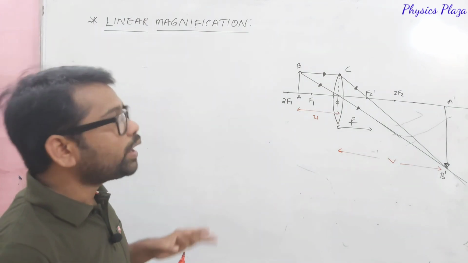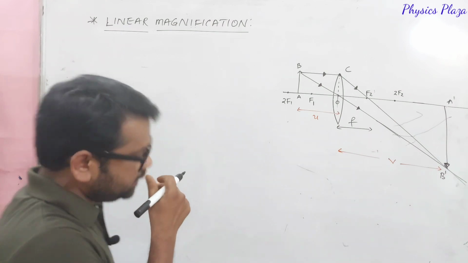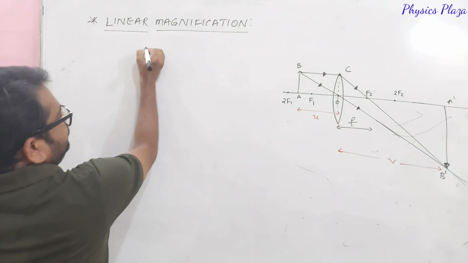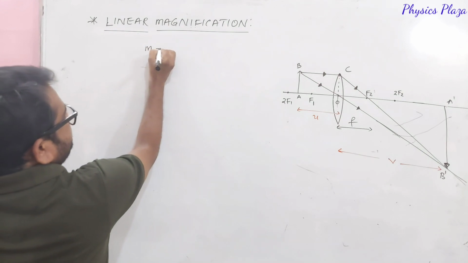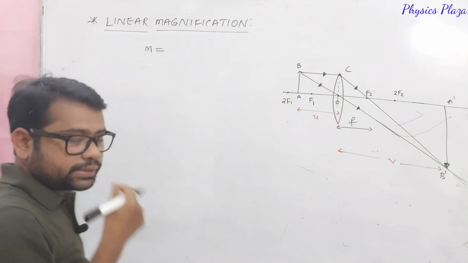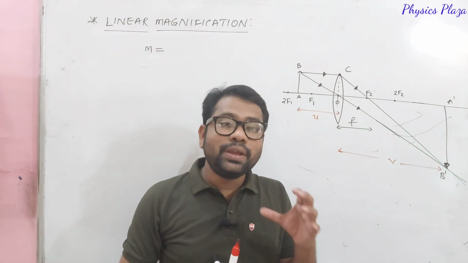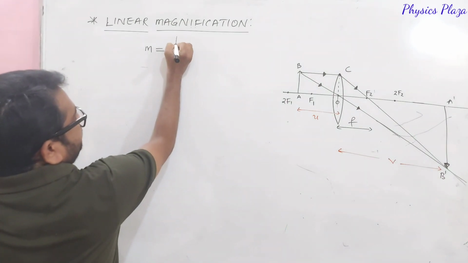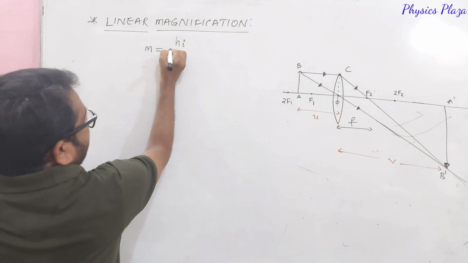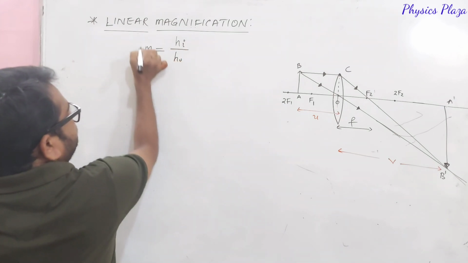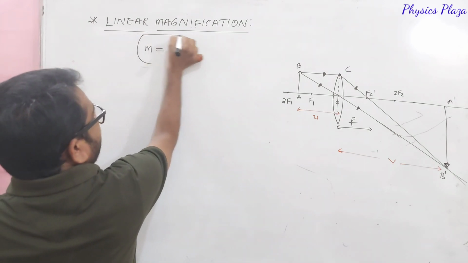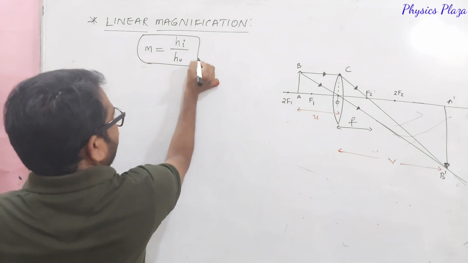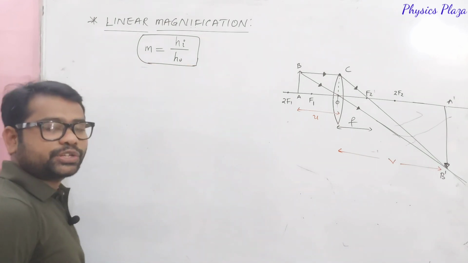First of all, what is linear magnification? Linear magnification is represented with the letter M. It is defined as the ratio of the image height to the object height. It is very important: the ratio between the image height and the object height is what we define as linear magnification.